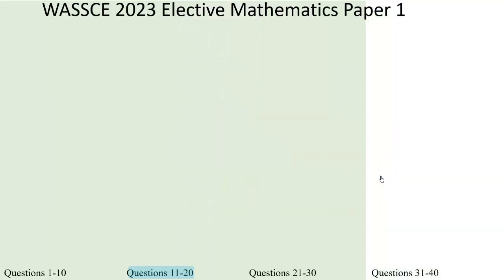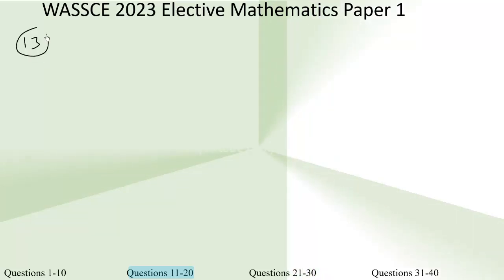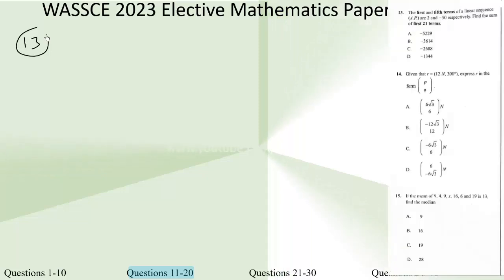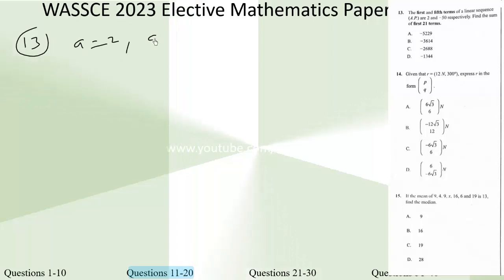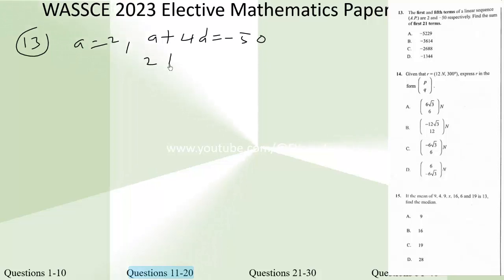Now let's look at question number 13. Question number 13 is saying that the first and fifth terms of a linear sequence, or AP, are 2 and negative 50 respectively. Find the sum of the first 21 terms. So the first term is 2 and the fifth term, which is a plus 4d, is equal to negative 50. So it means 2 plus 4d is equal to negative 50.